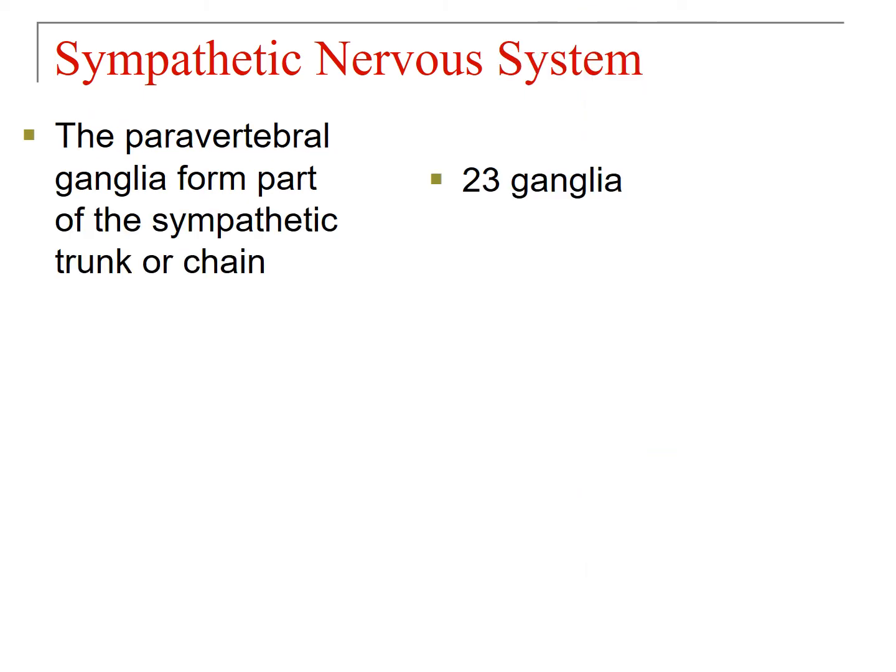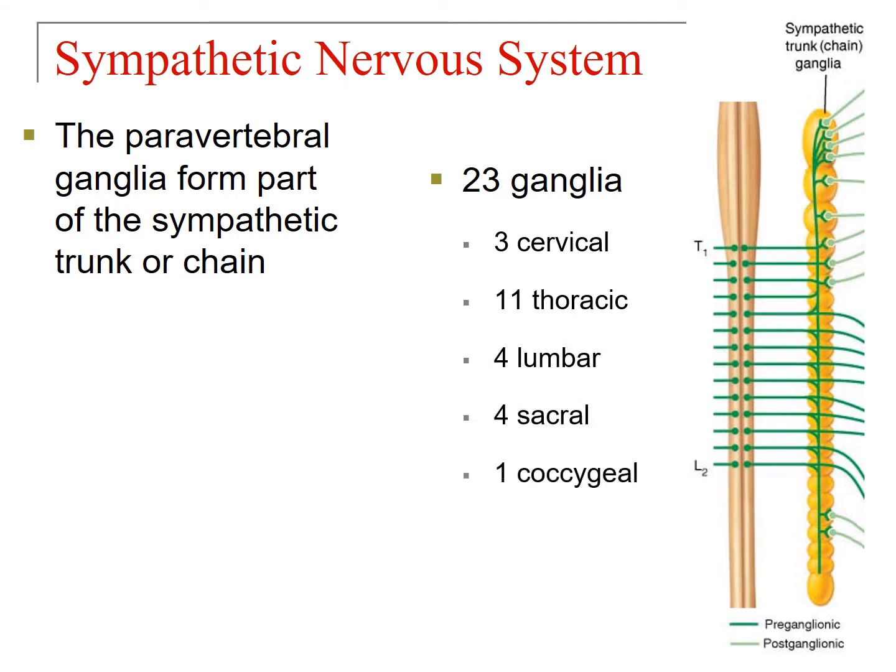So these paravertebral ganglia form part of what's called the sympathetic trunk or chain, and there are 23 ganglia: 3 cervical, 11 thoracic, 4 lumbar, 4 sacral, and 1 coccygeal. So you can see the sacral extending down further from the thoracolumbar output, and the cervical extending upwards from the thoracolumbar output. Again, the fact that you can synapse at a ganglion above or below where the outflow is, this is the reason why you're going to have additional ganglia that extend above and below where the nerves themselves actually come out from the spinal cord.